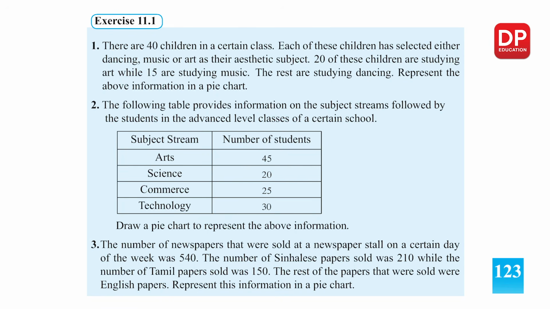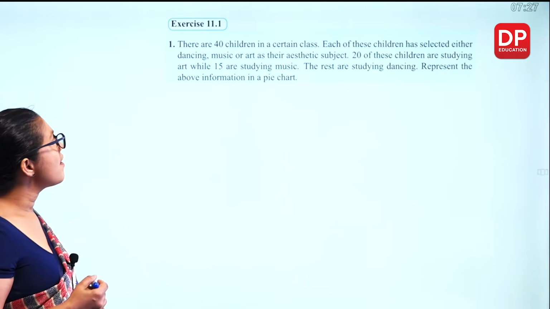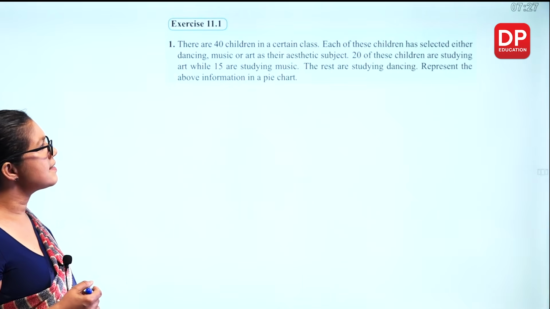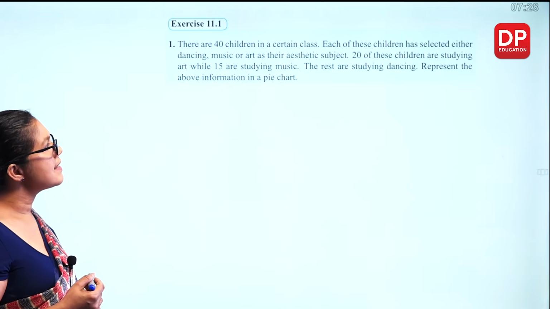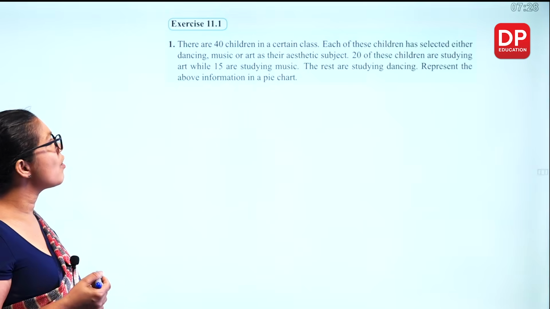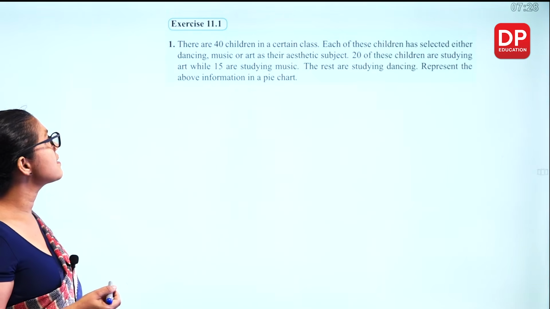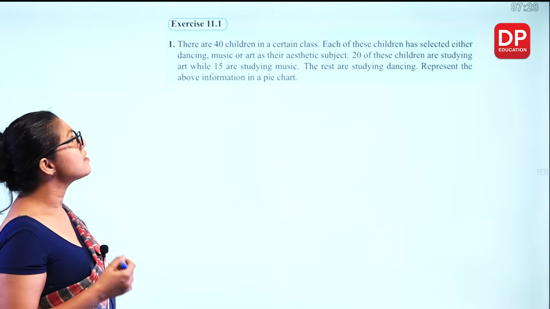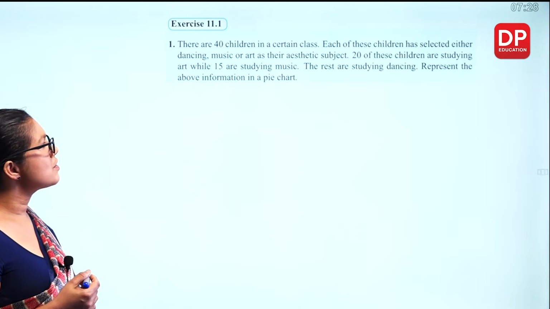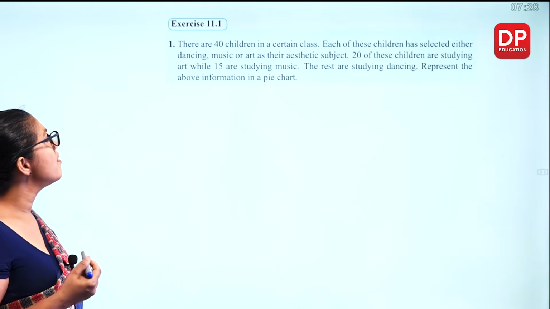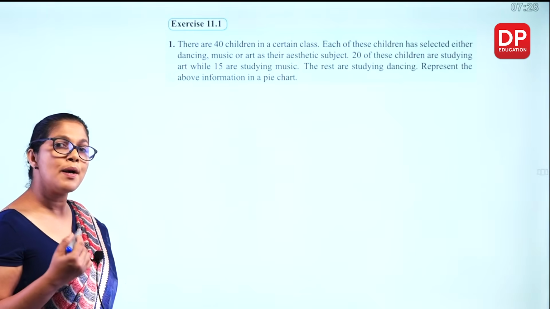Now we'll look at exercise 11.1 in your textbook. The first question says there are 40 children in a certain class. Each of these children has selected either dancing, music or art as their aesthetic subject. 20 of these children are studying art while 15 are studying music. The rest are studying dancing. Represent the above information in a pie chart.